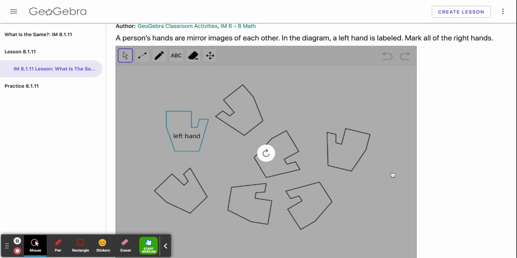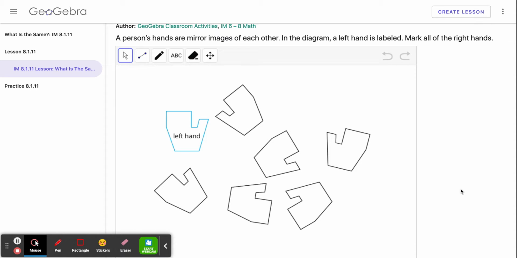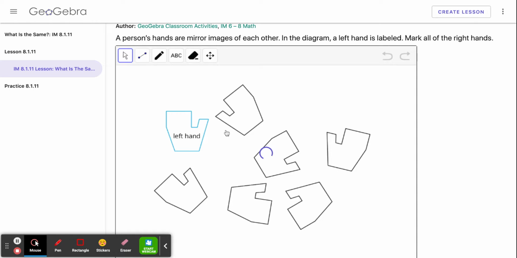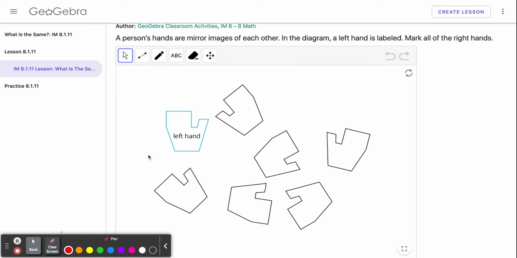Again, notice that the left hand is labeled. So you might have noticed that there are some hands in this diagram that are shaped the way that a right hand would be shaped, which is opposite how a left hand would be shaped. This one right here looks like a right hand because the thumb is facing in the opposite direction as on the left hand. The same would be true of this hand, and the same would be true of this hand.